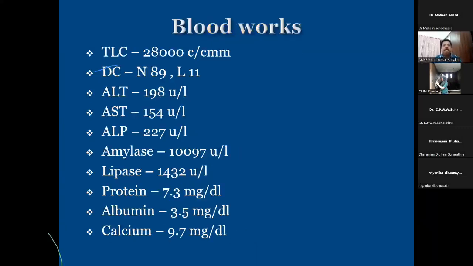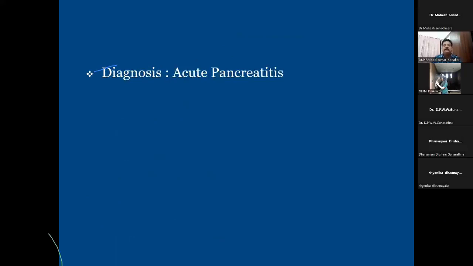See the total leukocyte count, very high, severe leukocytosis, and very high neutrophilia, 89%. ALT is very high, AST is very high, alkaline phosphatase is high, amylase is extremely high, and lipase is extremely high. Lipase is very sensitive. Protein, albumin and calcium are normal. So this was acute pancreatitis.